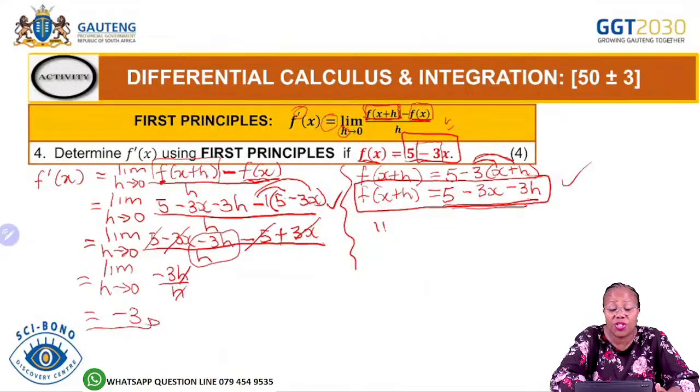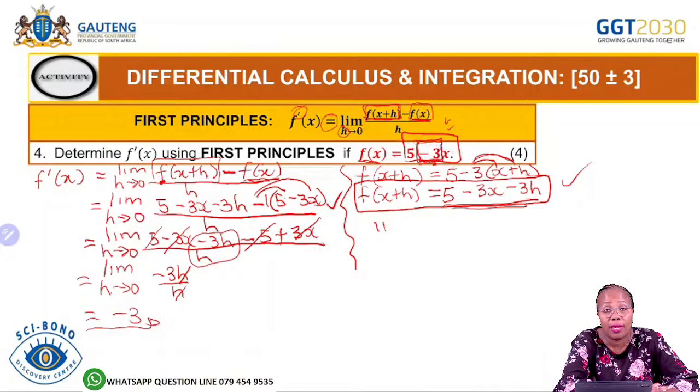Can you see our prediction is 100% correct? We have predicted that the answer will be the coefficient of x, which is minus 3. If you don't get that value, grade 12, that means you went wrong somewhere. It must be exactly like that, okay?